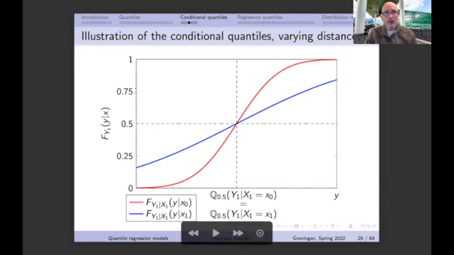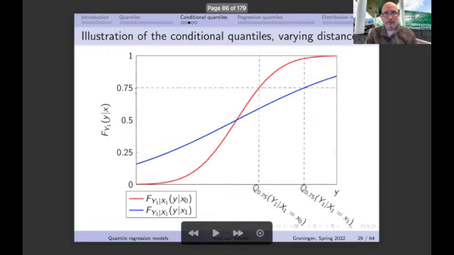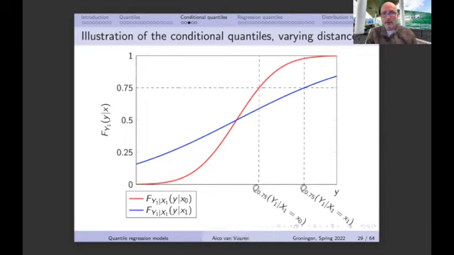For example, we can now look at 0.75. At the moment that we look at 0.75, we do see that the third quartile for y1 conditional on x1 equal to little x1 is much higher than what we have in the case that we look at the subpopulation for which x1 is equal to little x0.